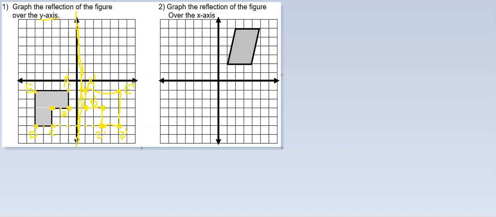It's hard to see in that yellow. So let's see here. If I connect my dots, I can see that this new shape is a mirror image of that shape reflected over the y-axis.